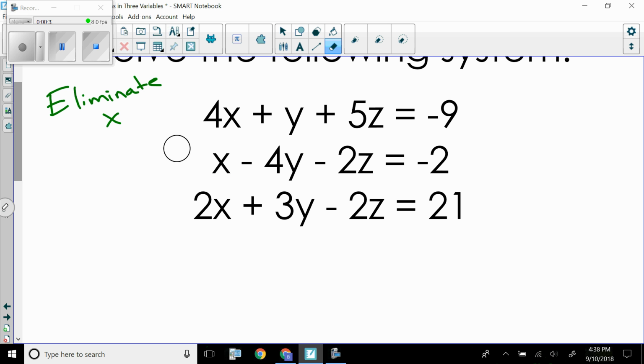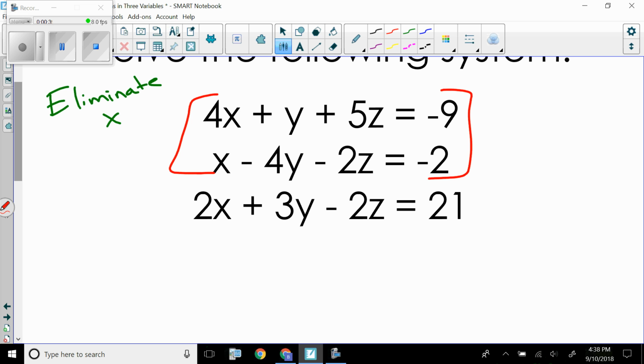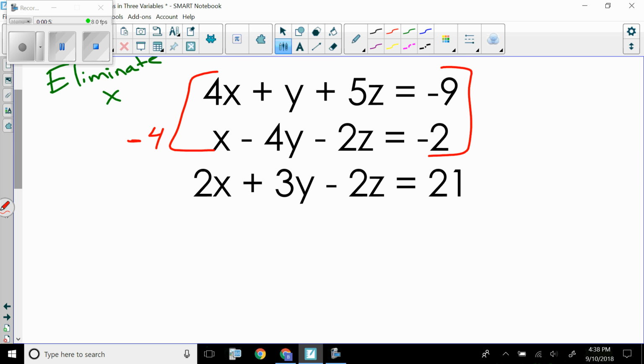And kind of as I look at this, if I took these first two up here, it wouldn't be bad to get rid of the x's. I just have to make them match. And to do that, I would need this one down here to have a 4. But I don't want it to just have a 4. I also want it to be opposite. So I'm just going to multiply the bottom one by a -4 there.